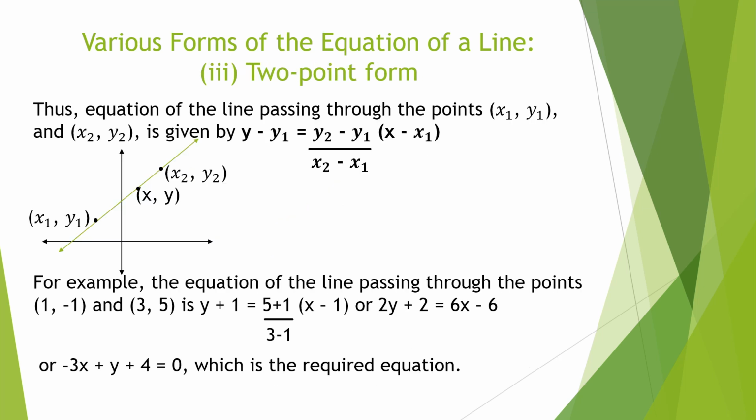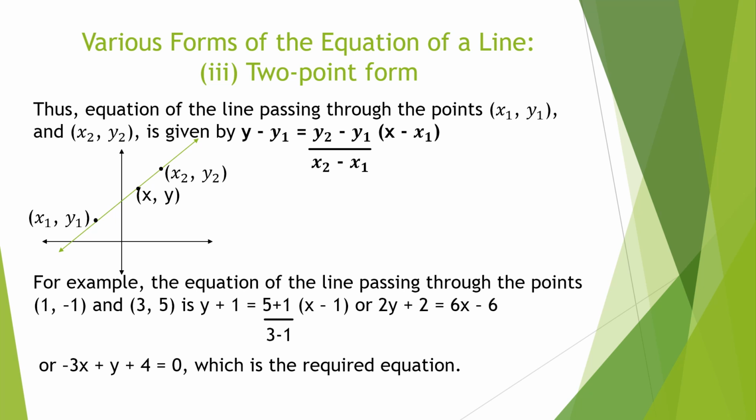Third form, it is the 2-point form, meaning when 2 points are given, how to find the equation of a line. Equation of the line passing through the points x1, y1 and x2, y2 is given by y minus y1 is equal to y2 minus y1 upon x2 minus x1 into x minus x1. For example, the equation of the line passing through the points 1, minus 1 and 3, 5. What is x1, y1? x1, y1 is 1 and minus 1.